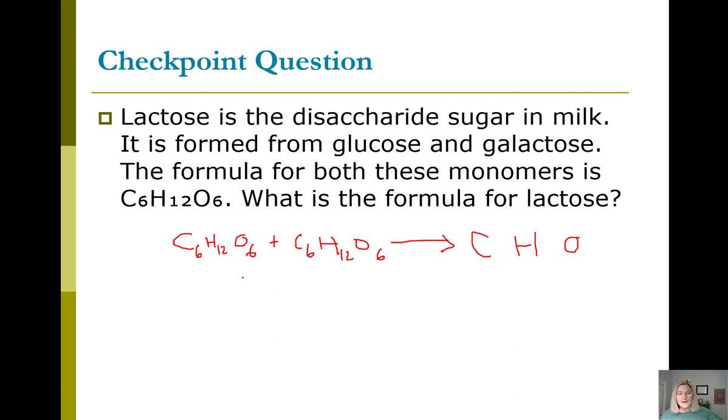What also needs to happen when we bring together two monomers, what type of reaction was that? Dehydration reaction, right? So what's going to be removed? A water molecule. Okay, so that might give you a hint of how we're going to solve that. So we have to remove that water. Let's go ahead and start with the carbons. How many carbons? We're going to have 6 plus 6, or 12 carbons. How many hydrogens? 12 plus 12, 24 minus 2.